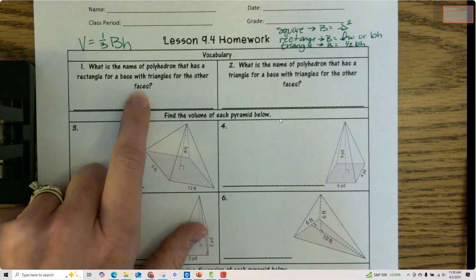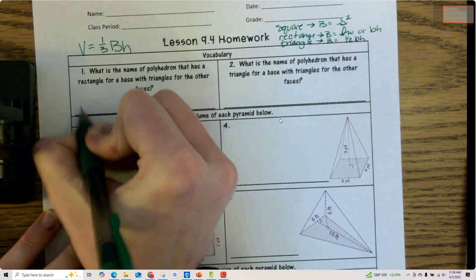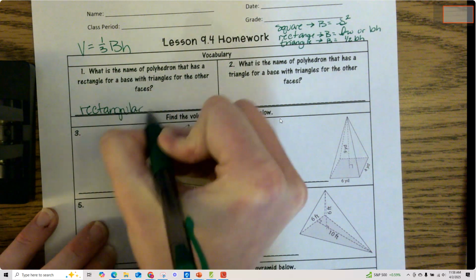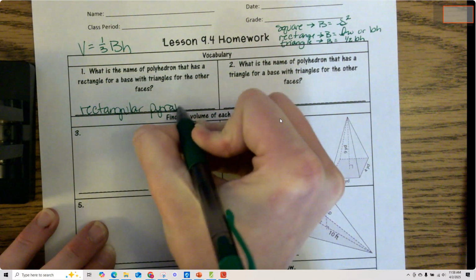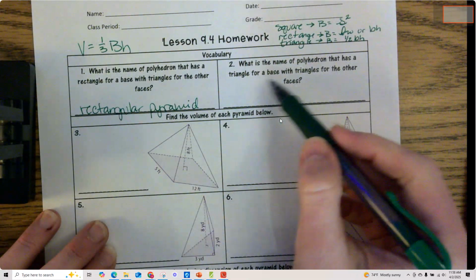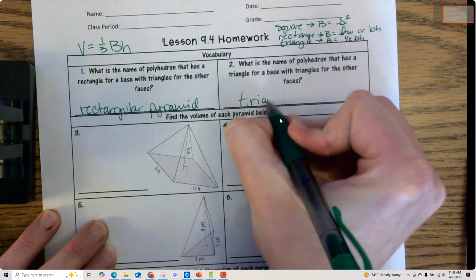So the name of a polyhedron that has a rectangle for a base with triangles for the other faces, that's a rectangular pyramid. And then what is the name of a polyhedron that has a triangle for a base with triangles for the other faces? That's a triangular pyramid.